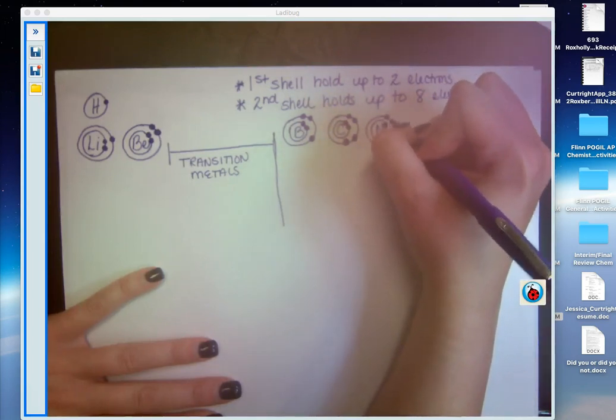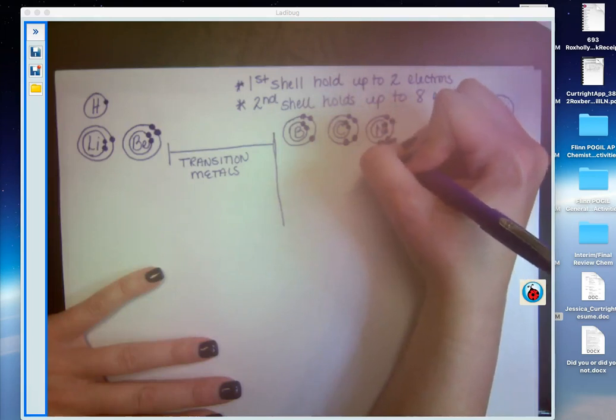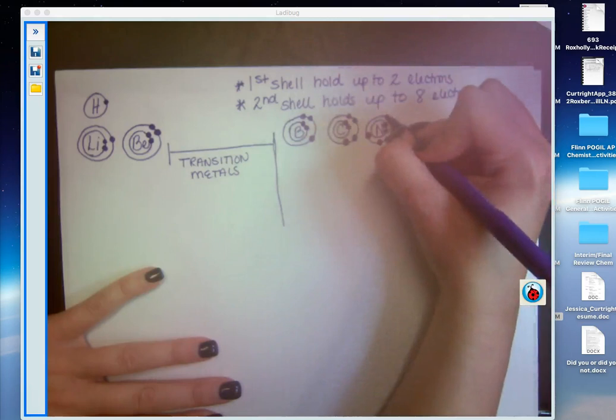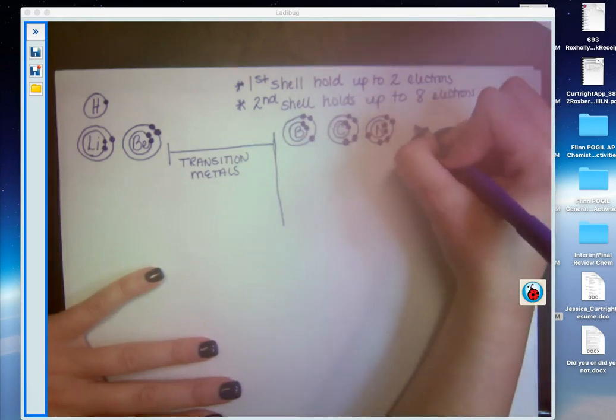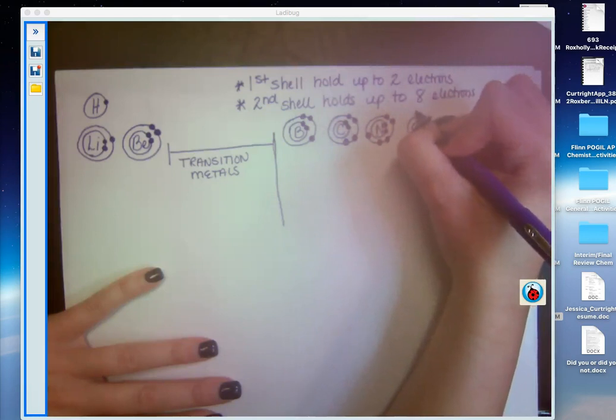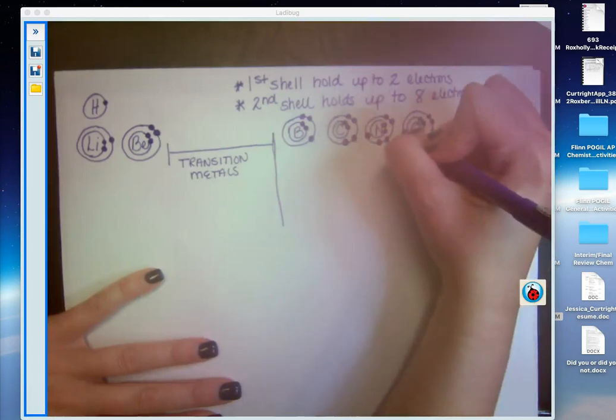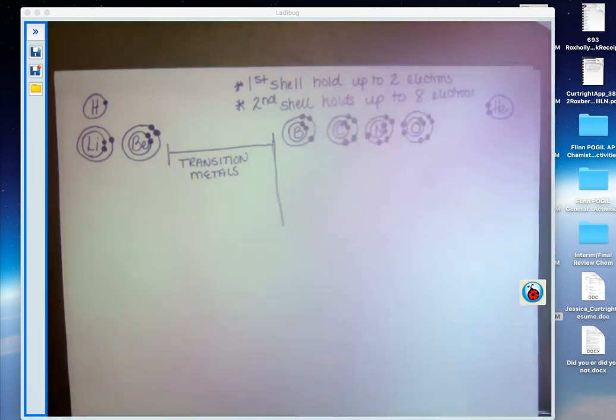3, 4, 5, 6, 7. Then we have oxygen, which is always strange because it's just a circle. So on the first shell of oxygen, you've got 1, 2. We're looking for a total of 8. If you have 2 on the first shell, then you're going to have 3, 4, 5, 6, 7, 8 total.